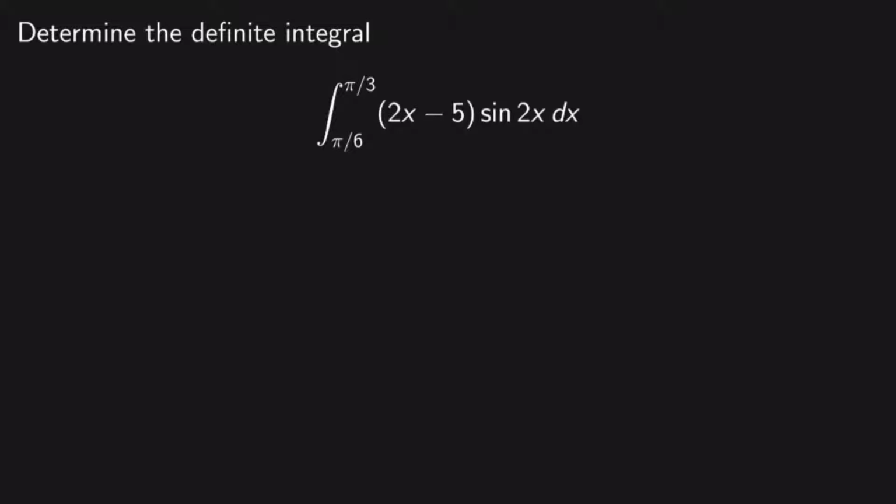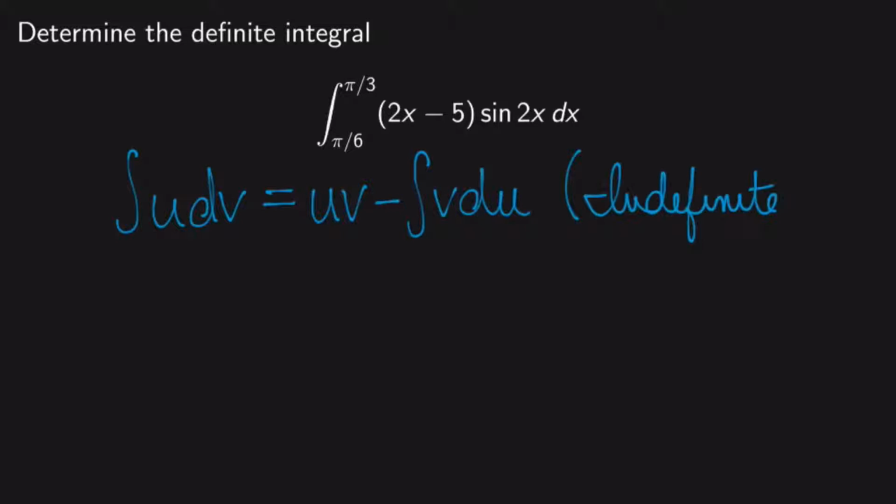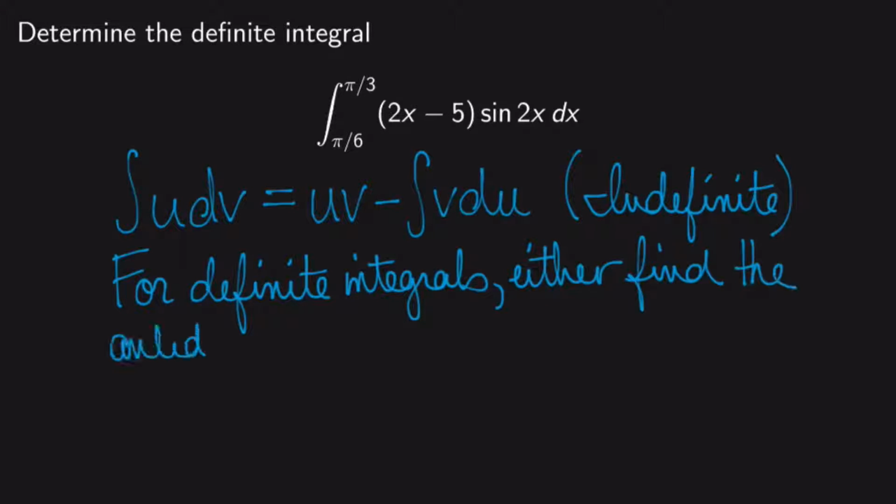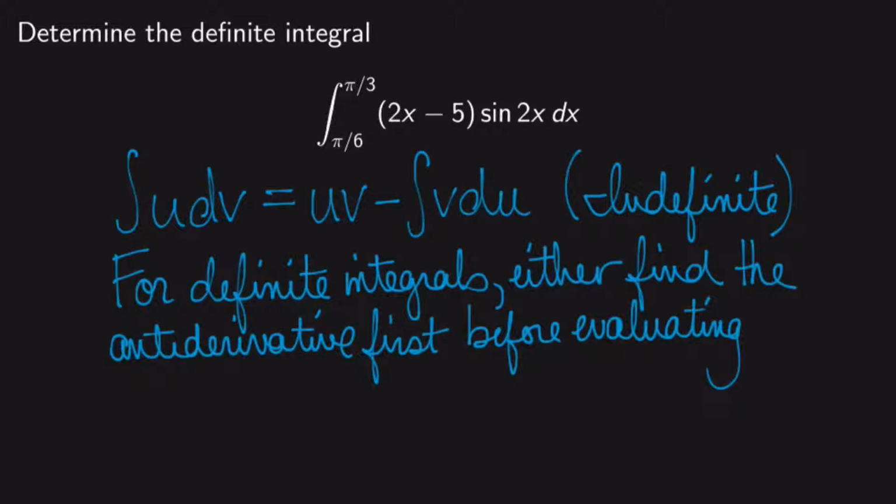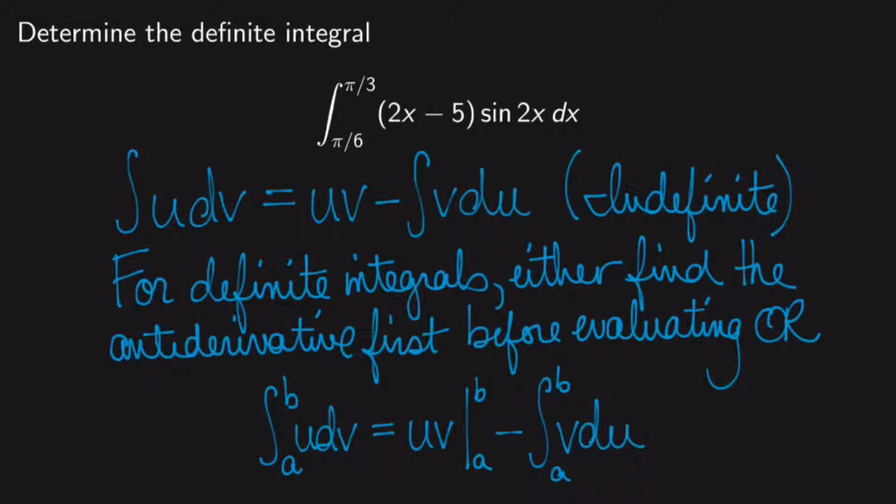This is the formula for integration by parts, but notice that this is for indefinite integrals, and what we have is a definite integral. So, for definite integrals, you have two choices that I can see. One, you either find the antiderivative all the way first before doing all of your evaluations, before using the limits of integration, or you could use this formula.